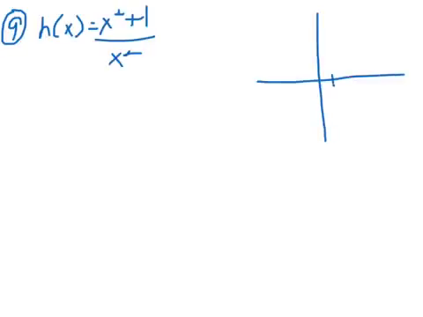Number 9 says h of x, which you could just write y equal if you wanted to, x squared plus 1 over x squared. Okay, so now let me go ahead and draw a little coordinate grid and put some marks on it.